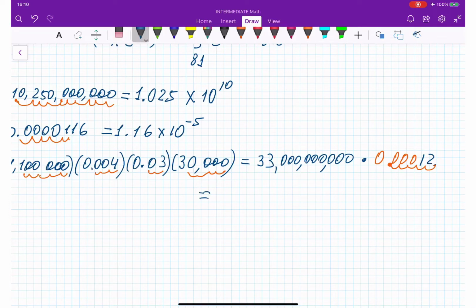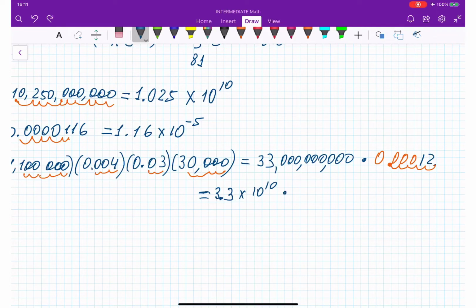So 33 and 9 zeros, it's going to be 3.3, because 33 I can take as a decimal notation. So it's going to be 3.3. And I'm going to multiply by 10 to power 10. Why 10? Because I have 9 zeros and one position. I moved from here to here, right? So 10 to power 10.